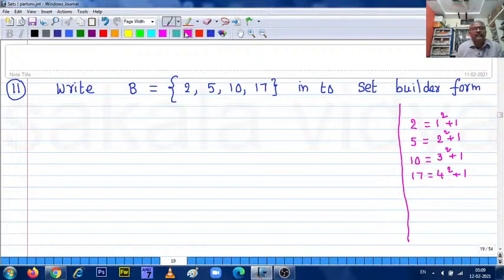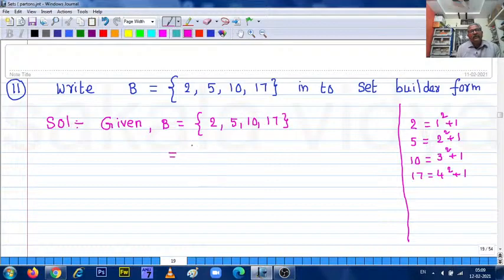So what is given? B equals 2, 5, 10, 17. Now this 2 can be written as 1 square plus 1, 5 as 2 square plus 1, 10 as 3 square plus 1, and this is 4 square plus 1. So it's very clear. Here 1, 2, 3, 4: in the place of 1, 2, 3, 4, write n. That becomes n square plus 1.